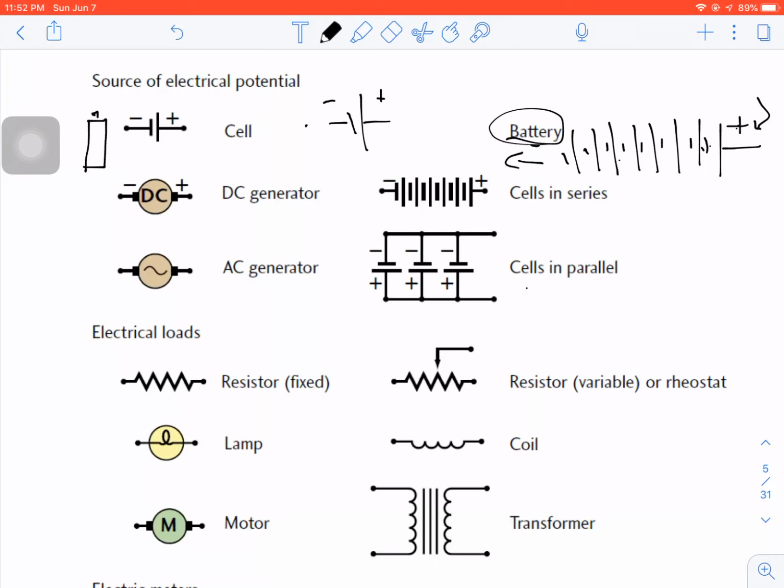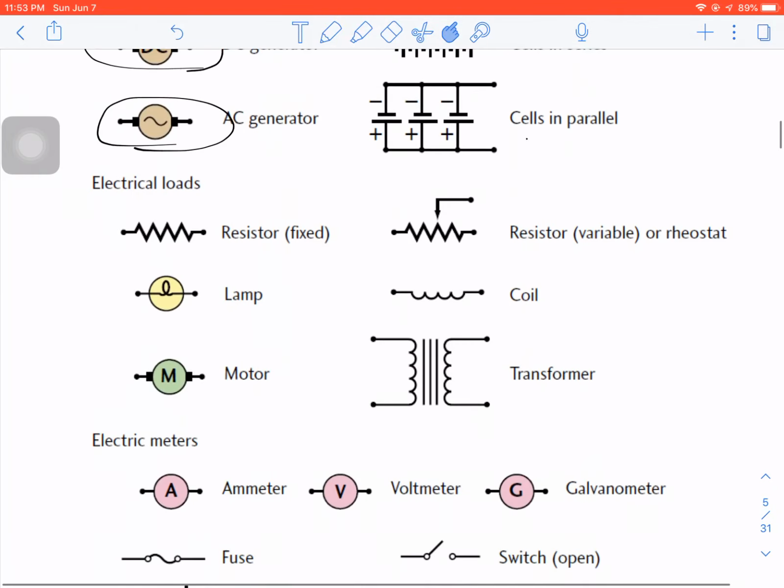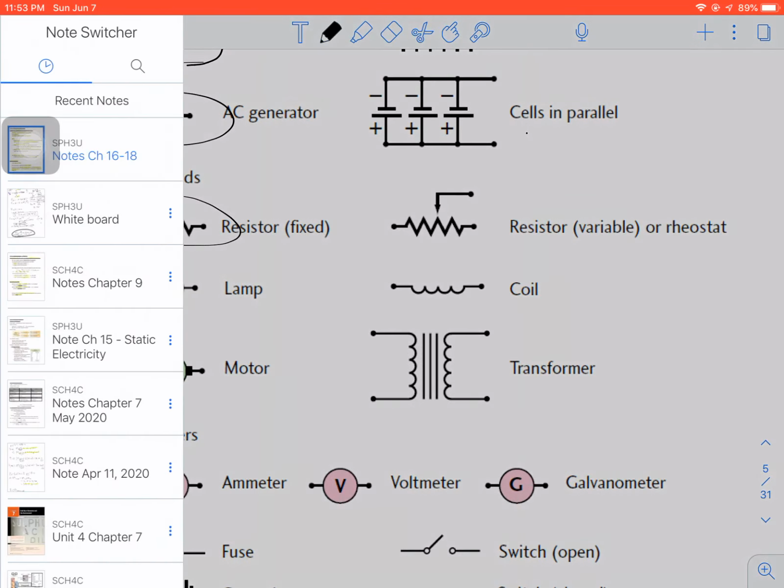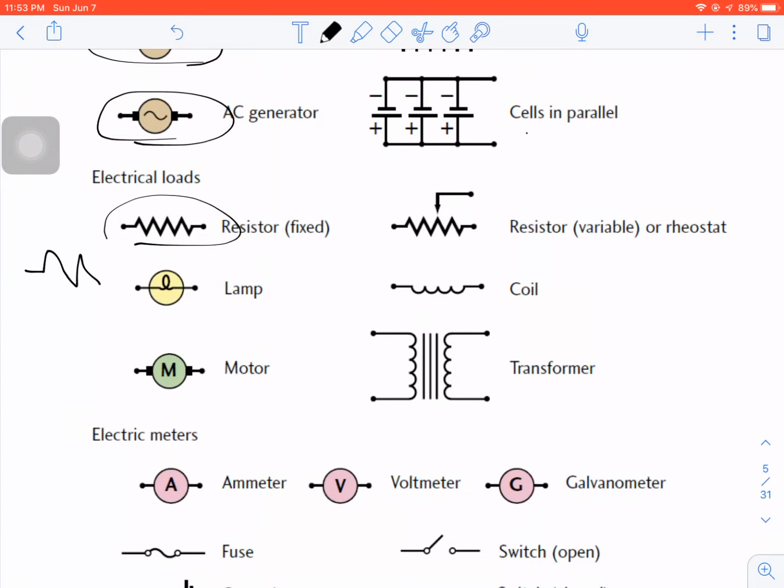If I've got a DC generator, there's my symbol for a DC generator. The AC alternating current generator has got that squiggly up and down line to show electrons are going in different directions. Our symbol for a resistor is this one here, again, just up and down, up and down. A lamp, there's lots of ways to draw a lamp. The easiest way is just a filament with a circle around it. For an electric motor, there's our electric motor.